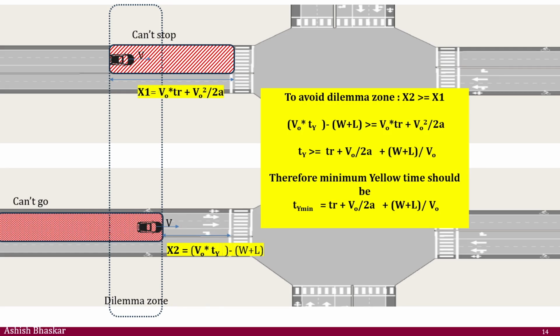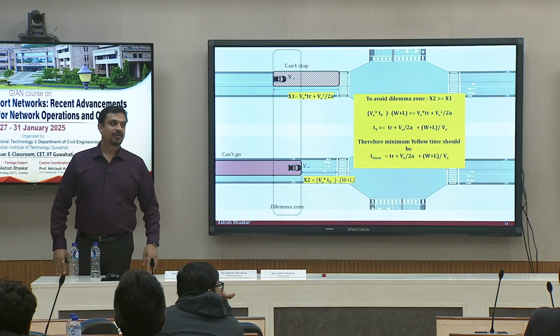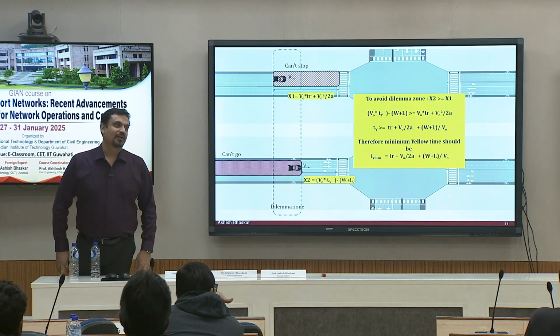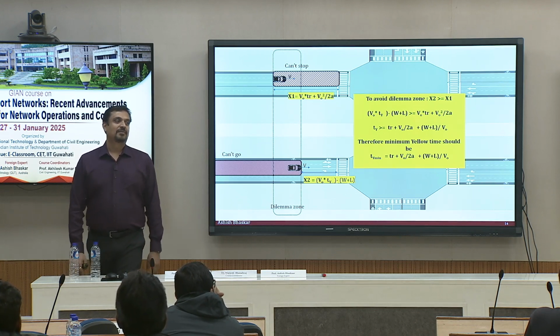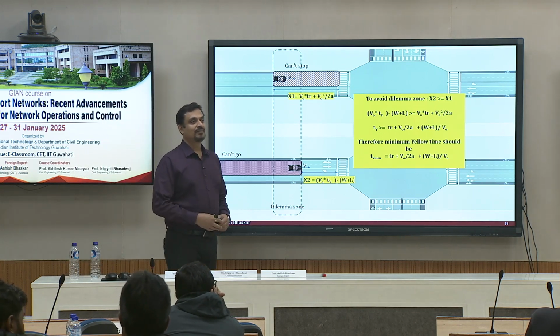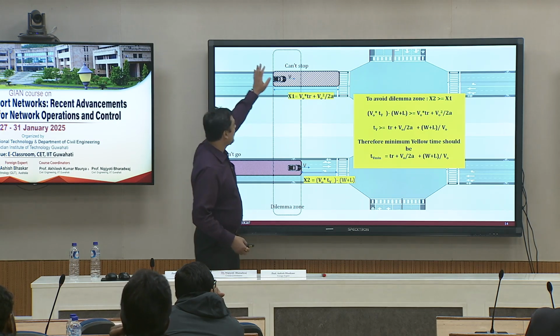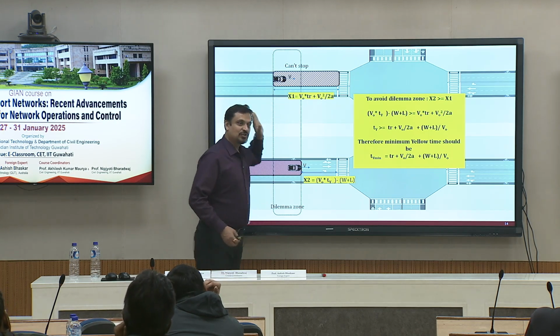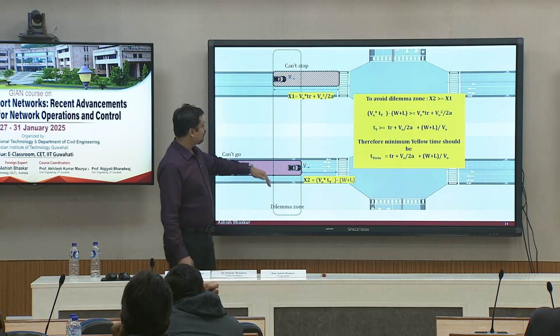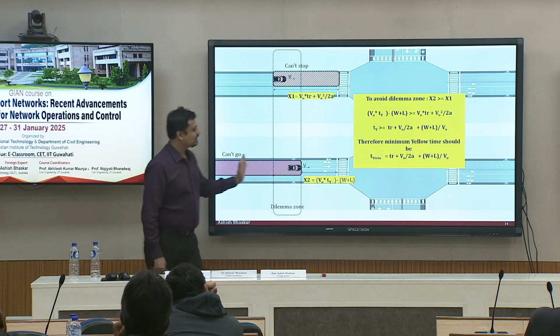Residential should have more? Why? Commercial should have more? Why? You never want to be in that zone. You never want to have x1 and x2 overlapping. You always want to have x2 here, x1 there.